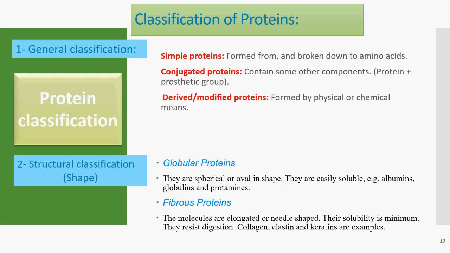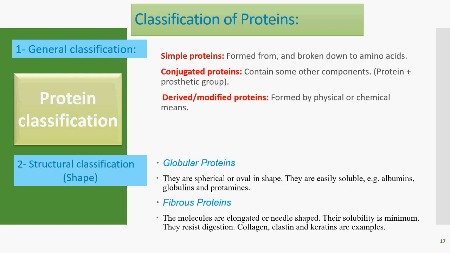Let's go to the classification. As we said in the introduction, proteins are the most abundant biomolecules in living organisms in general, whether plants, animals, or other living organisms. And within the human body, again, they are the most abundant type of the biomolecules or macromolecules. They can be classified according to many aspects.